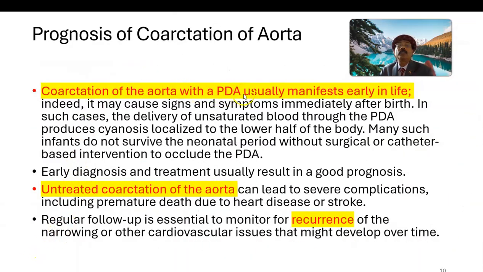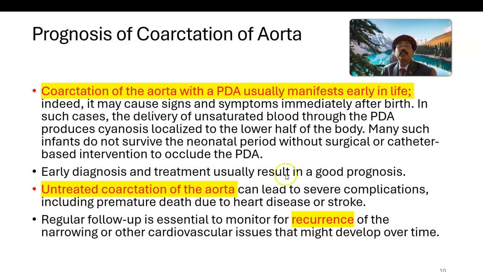Prognosis. Coarctation of the aorta with patent ductus arteriosus usually manifests early in life. Indeed, it may cause severe signs and symptoms immediately after birth. Okay, may not be severe, but certainly it shows the signs and symptoms, depending on the narrowing of the aorta. The delivery of unsaturated blood through patent ductus arteriosus produces cyanosis localized to the lower half of the body. Many such infants do not survive their neonatal period without surgical or catheterized intervention to occlude the patent ductus arteriosus.